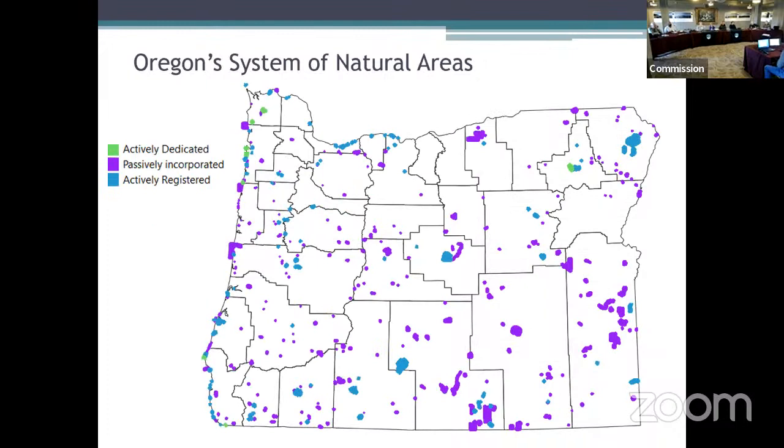And this is what the map looks like of where these natural areas are. They're all over the state. Most of the color that you see on there is this purple color, which are the Forest Service and BLM mostly. Some of those are Nature Conservancy or other NGOs. The green are dedicated. Those are the ones where they've gone above and beyond to fill out the paperwork for a much more permanent role in the program. And then the light blue are the registered, sort of recognized sites, but not considered permanently preserved sites.